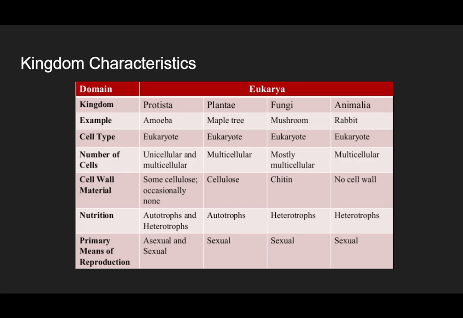Alright, so autotrophs and heterotrophs. Autotrophs are organisms that can make their own food, and heterotrophs, they gotta hunt for food, alright? They gotta get their food from other organisms. Now, we are heterotrophs, fungi are too. Plants make their own food, that's glucose, and some protists make glucose as well, so some of them are actually autotrophs.